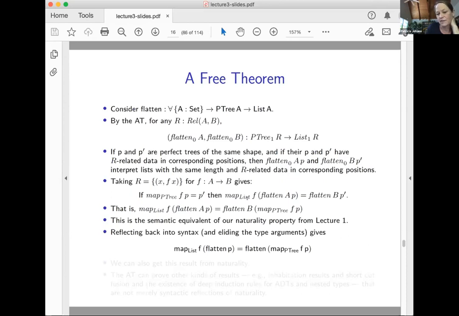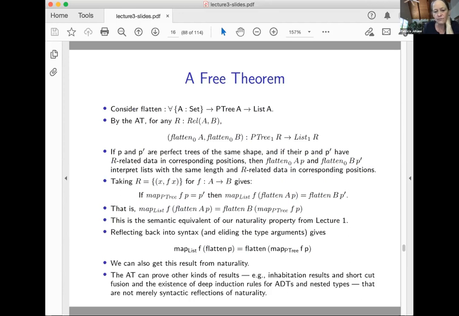And if I just reflect this back into syntax, and now I'm going to elide the type applications, I get exactly that theorem that we had before. So this is a result that we can get from parametricity, but we can also get it just from naturality, right? Because we got it in lecture one before I'd ever said the word parametricity. Okay. And I've already told you the abstraction theorem can prove lots of other results, not just naturality results, but other kinds too. So maybe let's have a peek at one.